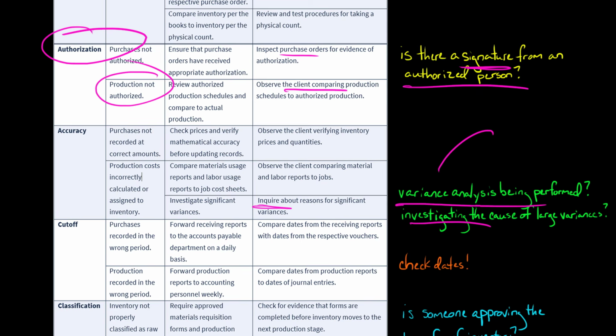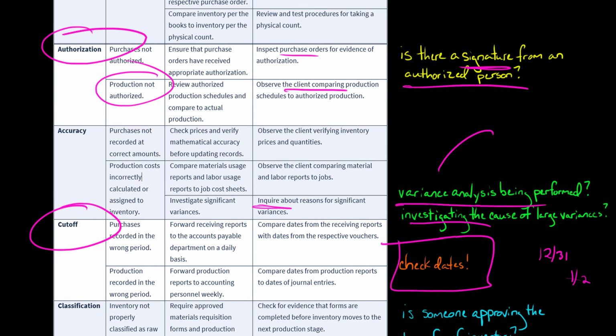They could talk to management, ask them what kind of analysis they've done. When it comes to cutoff, whether it be purchases of inventory or sales of inventory, remember, we have to check the dates. If they've sold inventory, they're saying, oh, we sold this inventory and the cutoff date was December 31st, and then we see that the inventory wasn't shipped out till January 2nd, right? That's a problem in terms of cutoff.